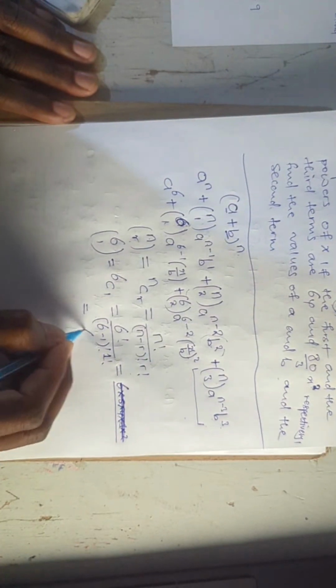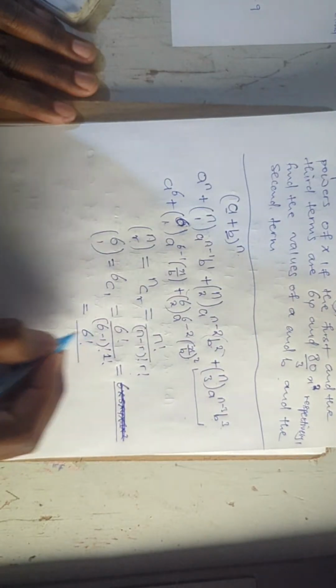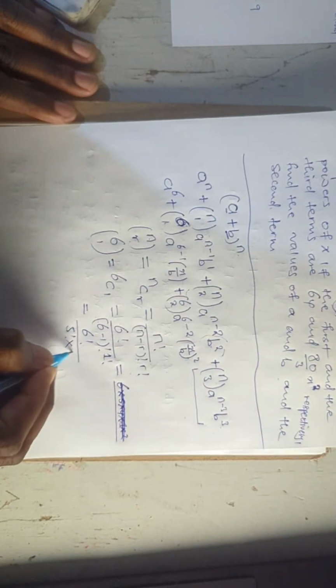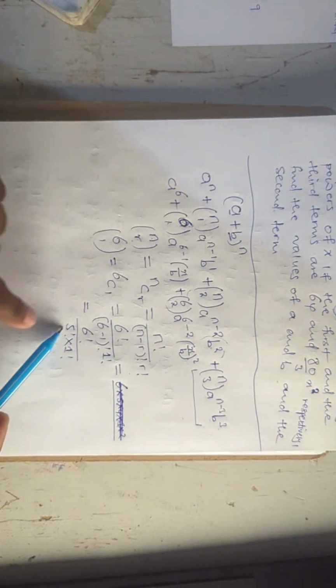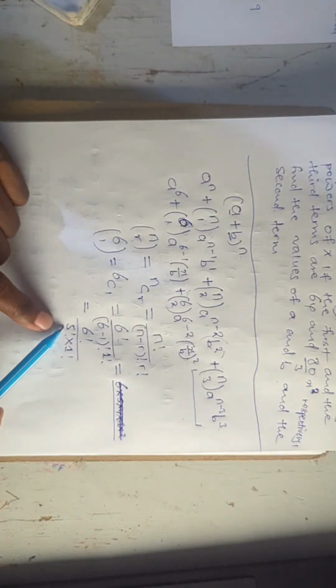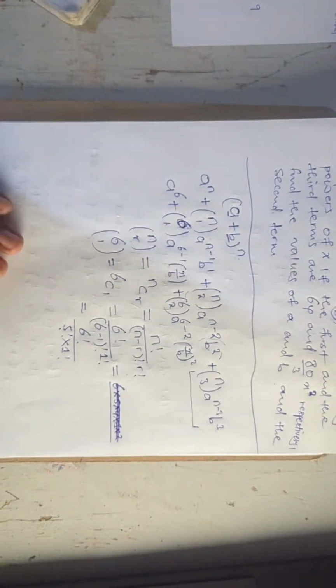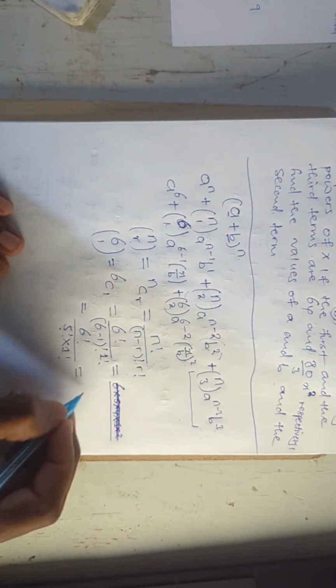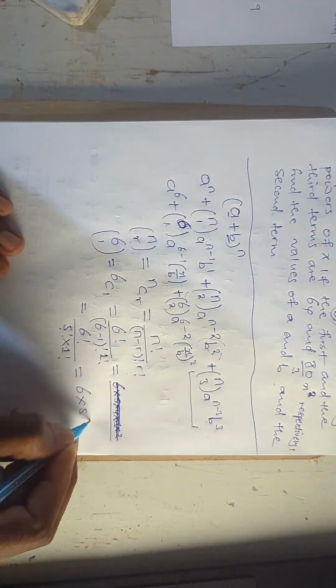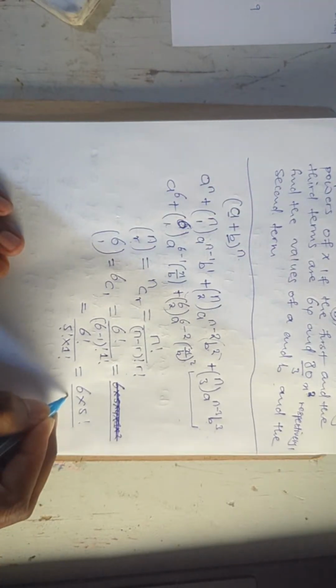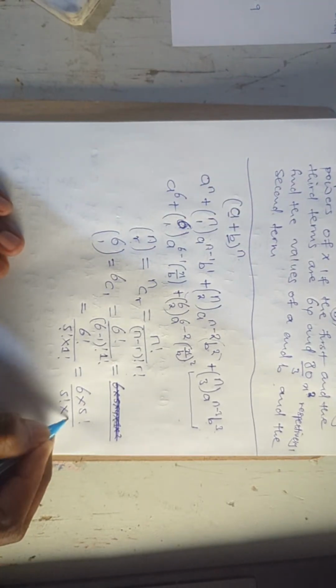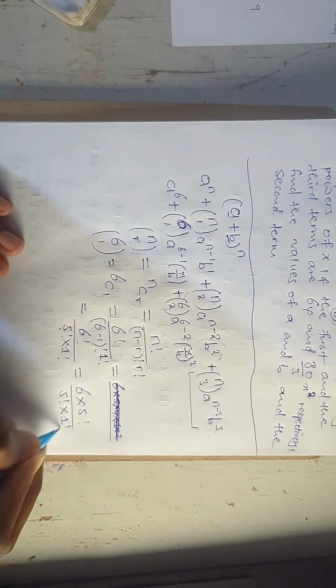Before we come to this, let's simplify the denominator part. This is going to be 5 factorial multiplied by 1 factorial. Since this is the highest number having a factorial on the denominator, we expect this to be reduced up to 5 factorial only. So this is going to be 6 times 5 factorial over 5 factorial multiplied by 1 factorial.